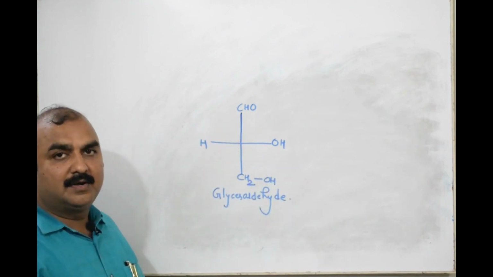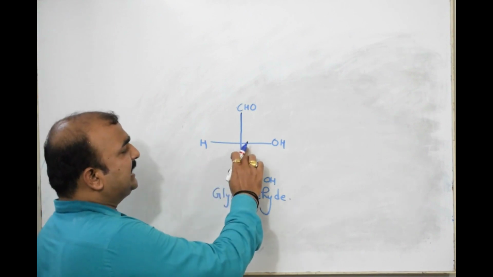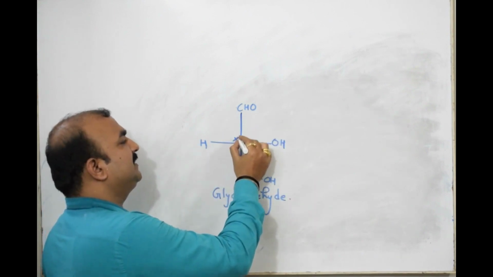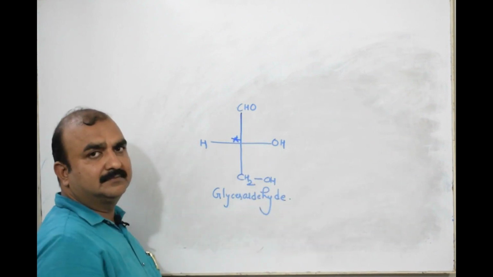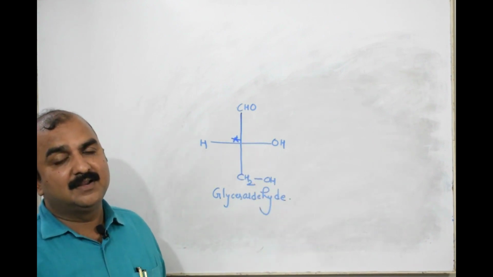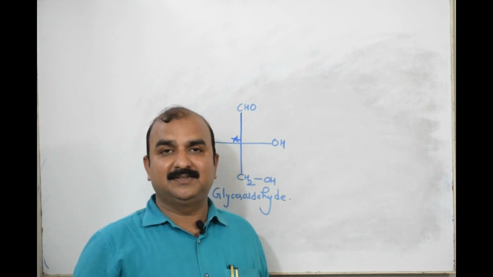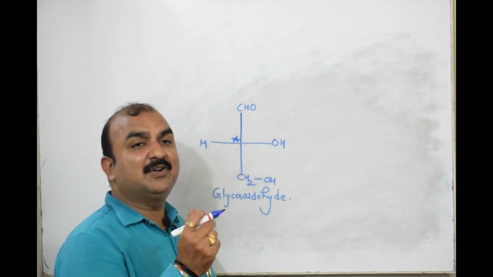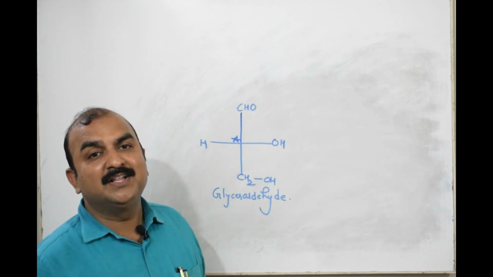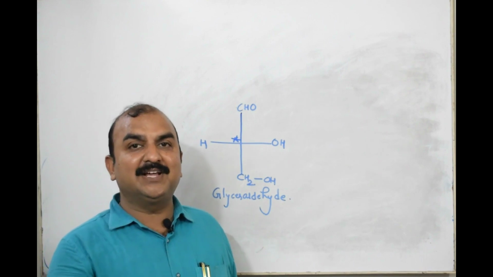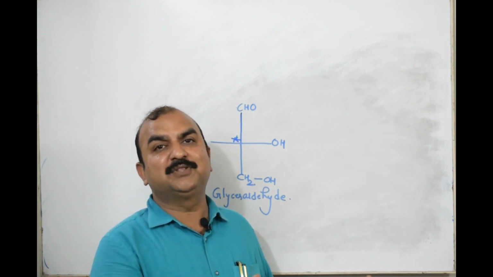Now the central carbon contains 4 different groups. Agree? That's why this compound contains an asymmetric carbon. And we know that a compound which contains an asymmetric carbon is optically active. As this is optically active, it will show the phenomenon of optical isomerism. And you know that for isomerism, at least 2 things should be there.